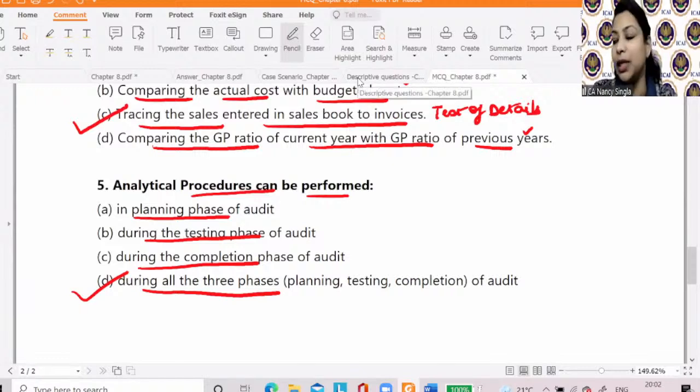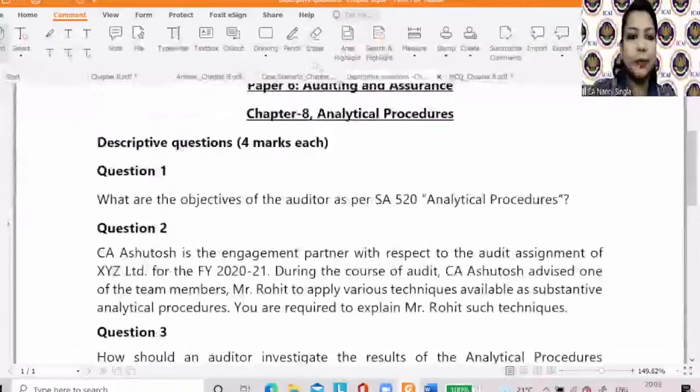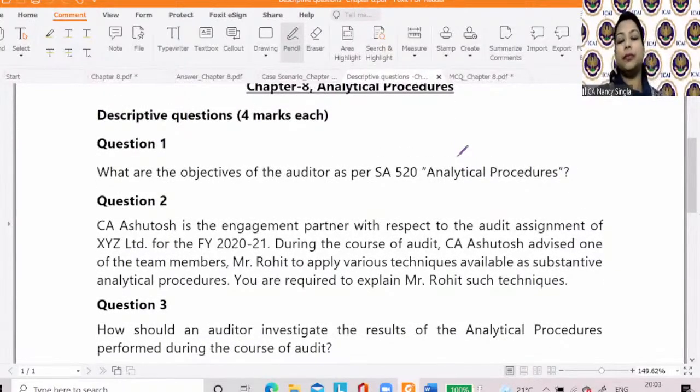Sir will be coming in the next session and will ask you whether you have started those strategies or not. So my advice to you is, please start learning. Okay? I hope you all are clear about the MCQs and the case scenario. Now, descriptive questions. What are the objectives of the auditor as per SA 520 analytical procedures?